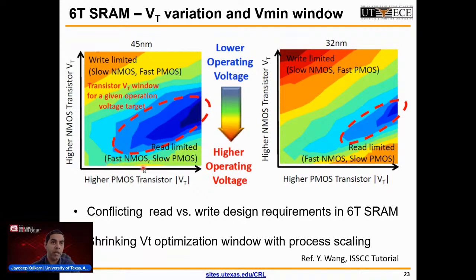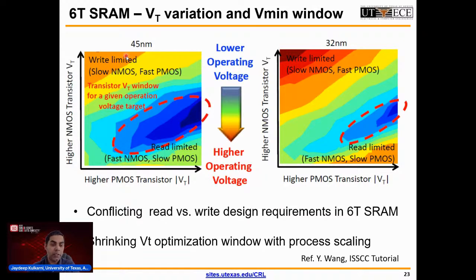corner, meaning a low VT NMOS and a high VT PMOS corner, we will have more read failures than write failures. In other words, if my PMOS device is not strong enough to hold the logic 1 in that bit cell, during a read operation, it is more likely to flip. On the other hand, on the y-axis, the higher the NMOS transistor VT, which means I have a slow NMOS, a high VT NMOS, and a fast PMOS. In that case, because my PMOS device is so strong that it is able to hold logic 1 onto the cross-coupled inverter pairs more strongly compared to the access transistor, which is trying to change its node voltage during a write operation, this type of scenario will be limited by a write operation.